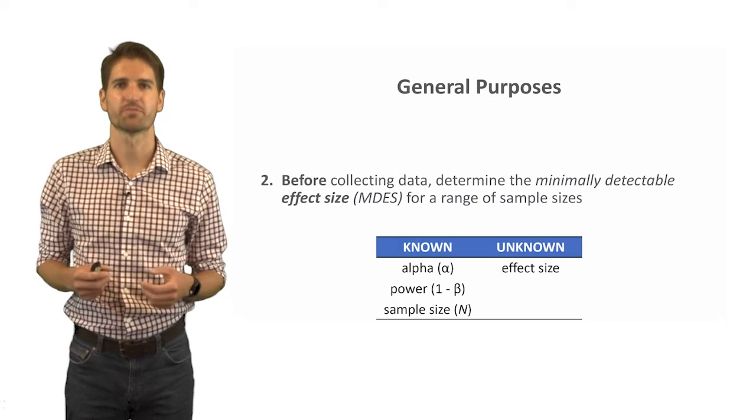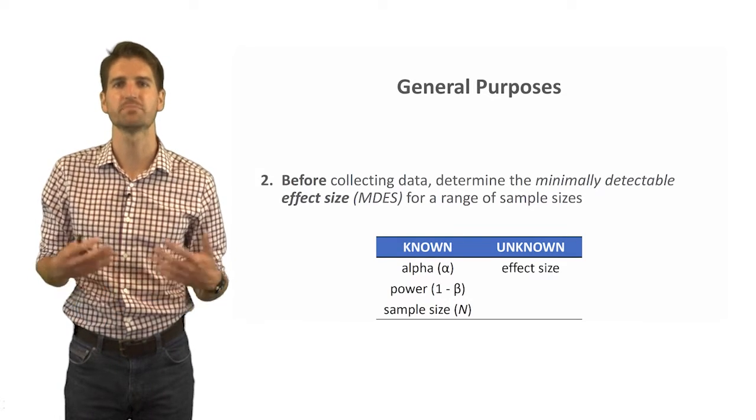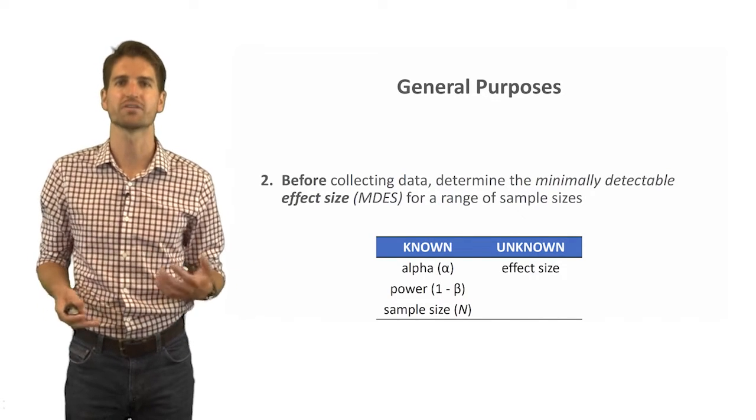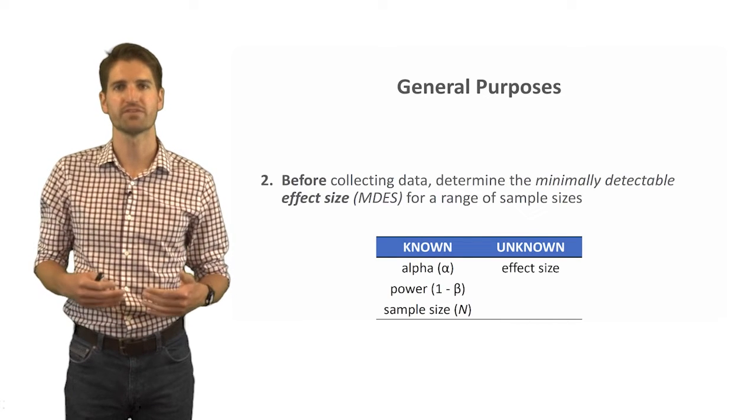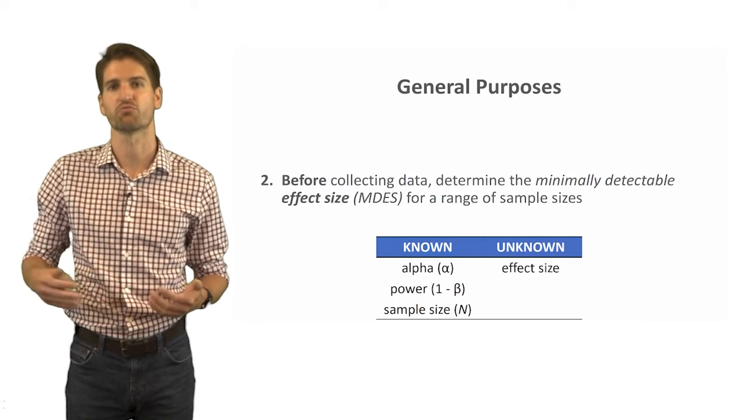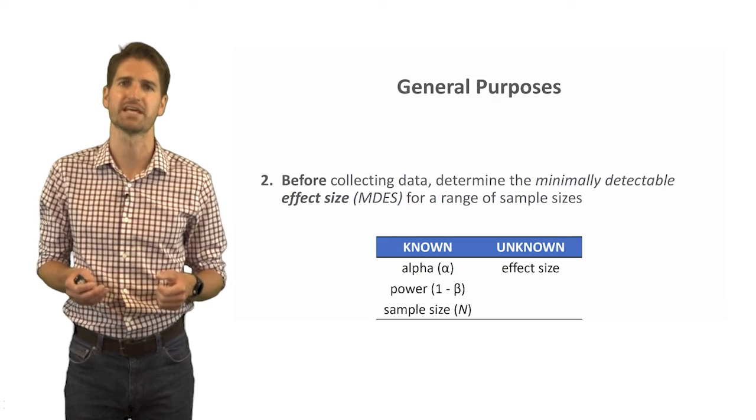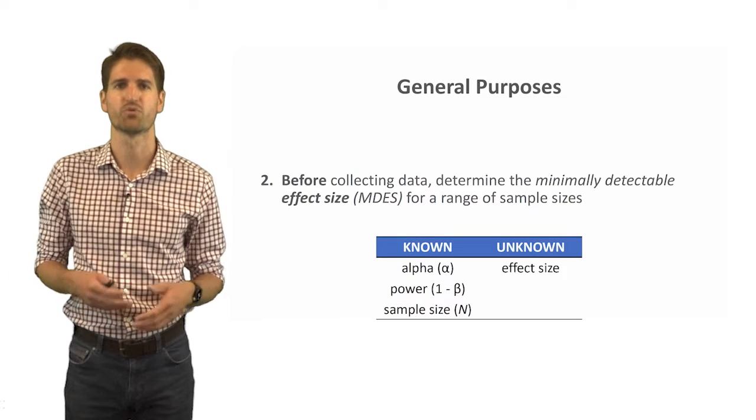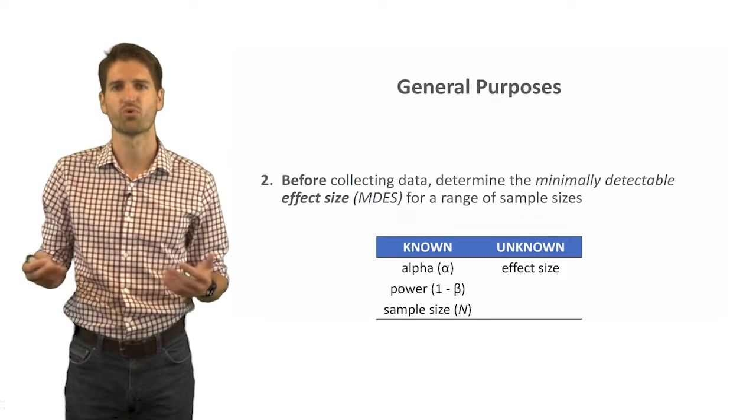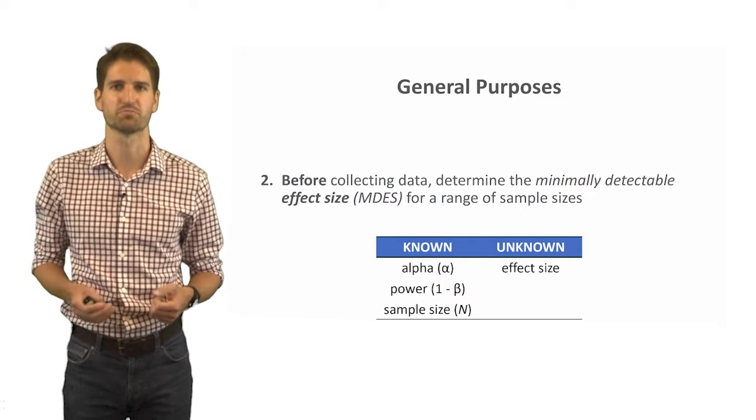The second general purpose is that before collecting data, you can use a statistical power analysis to determine the minimally detectable effect size, or MDES, for a range of sample sizes. So in this context, what is known are the alpha level, the power, and the sample size, or rather, you're going to give a range of sample sizes, and the unknown is the effect size. So let's say for the knowns, you say that alpha is going to be set at the conventional 0.05 two-tailed test, and that power is going to be set at the convention of 0.80, and for sample size, let's say you're going to give a range of 100 to 300 people.